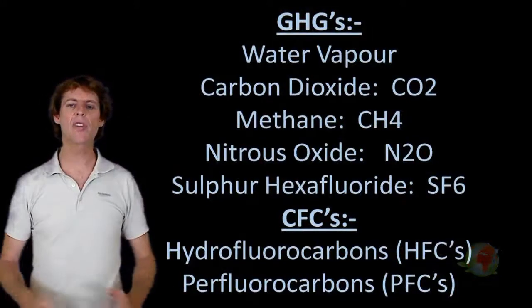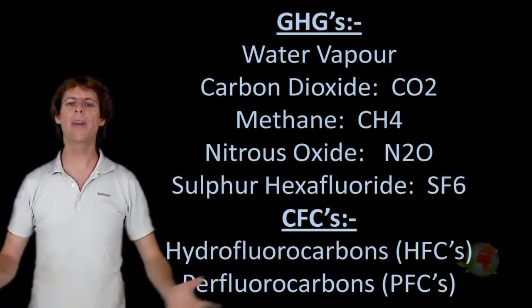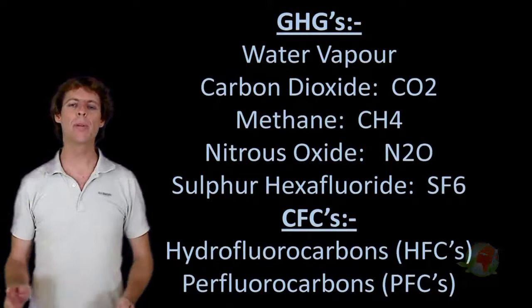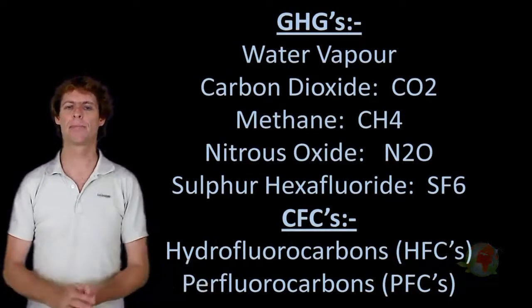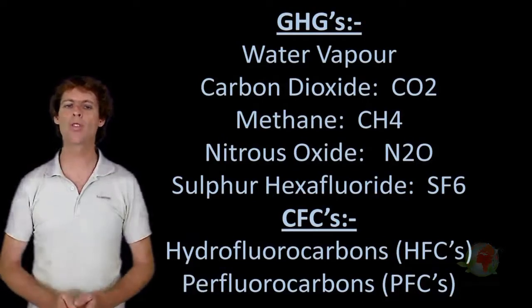Let's now discuss all greenhouse gases and where they come from. Water vapor is produced in the natural water cycle and stored in clouds, as well as from man-made sources such as aeroplanes.